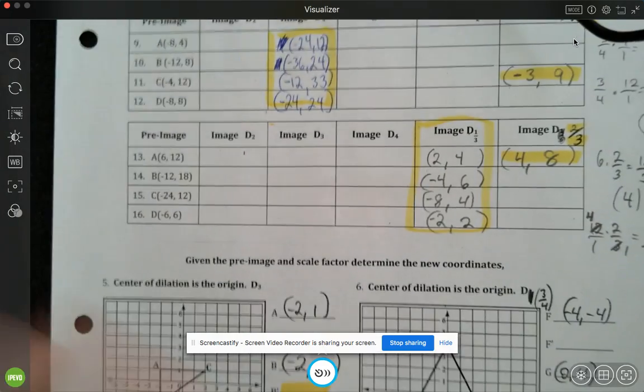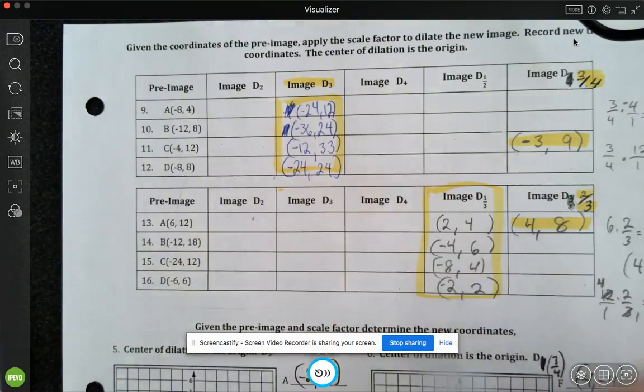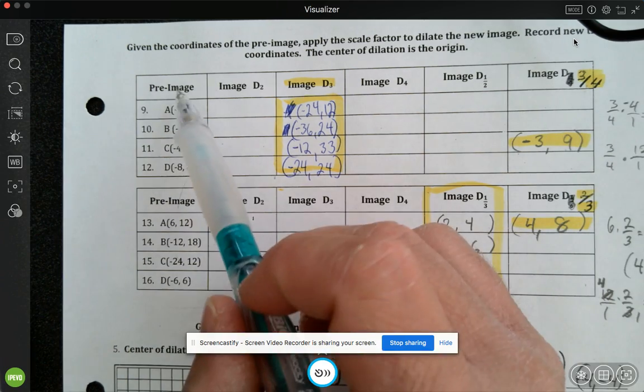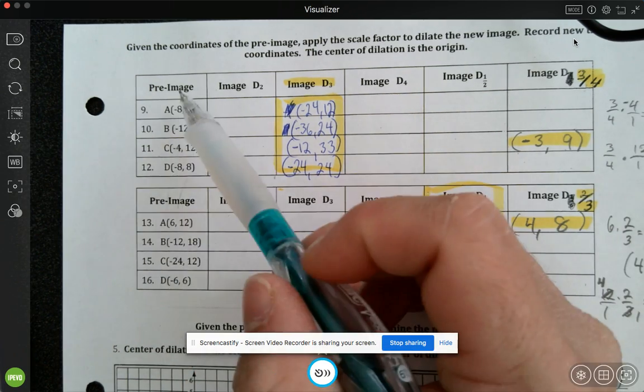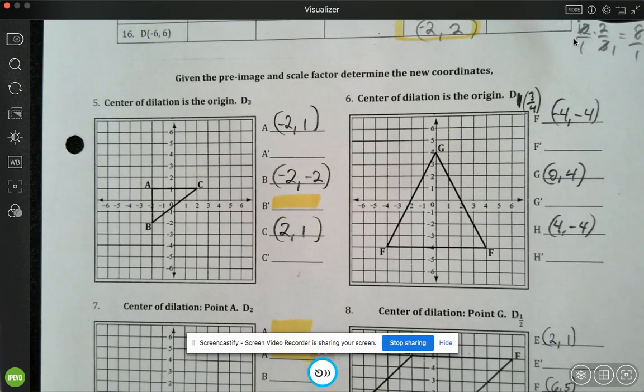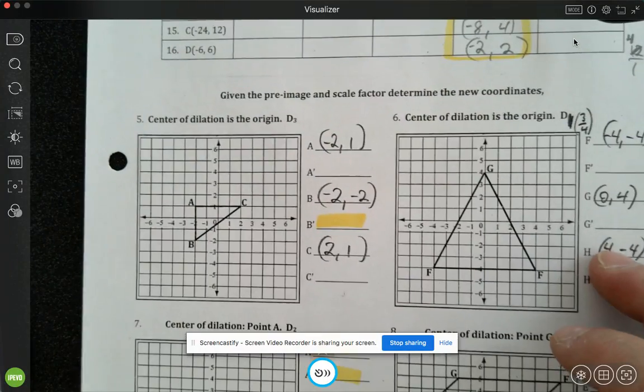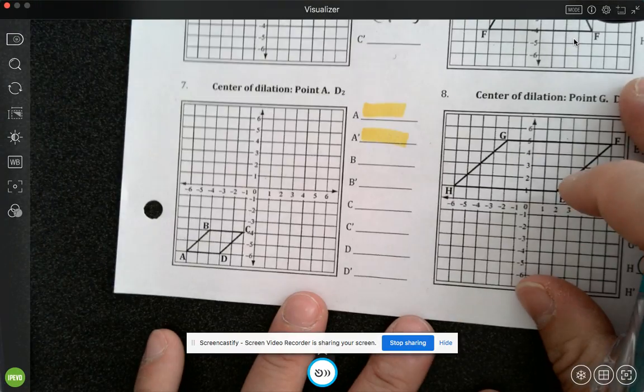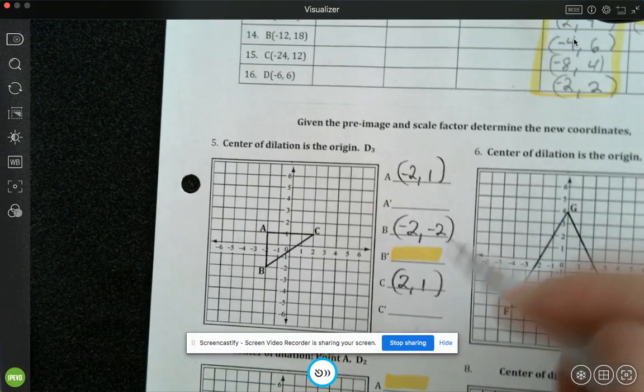Okay. So your job is now to finish the rest of this grid using all the different scale factors, but always going back to the original pre-image coordinates there. Down here, you're going to actually get the new dilations and then graph the new figures. So for number 7, that's the only one where I'll get to it. Let's go one at a time.